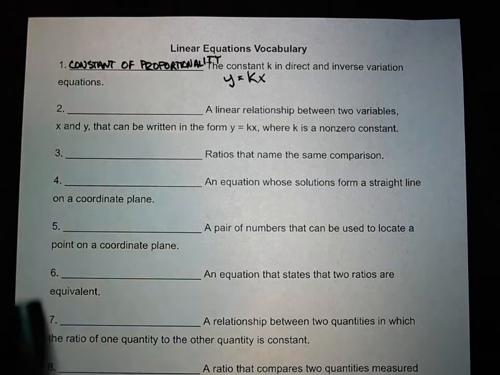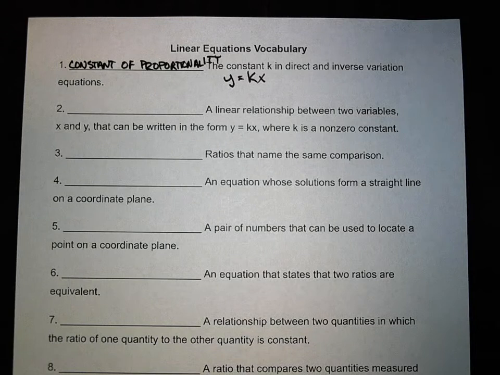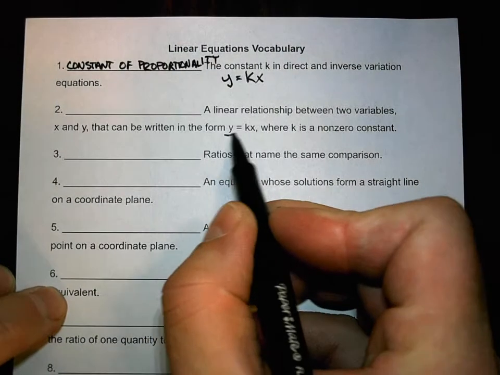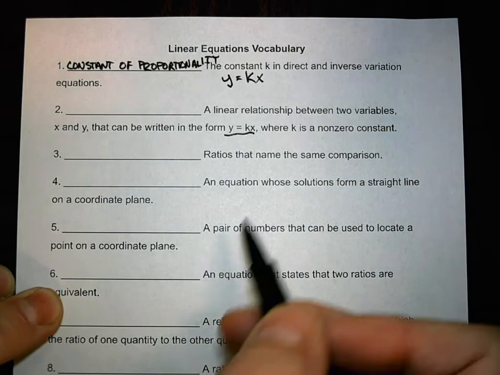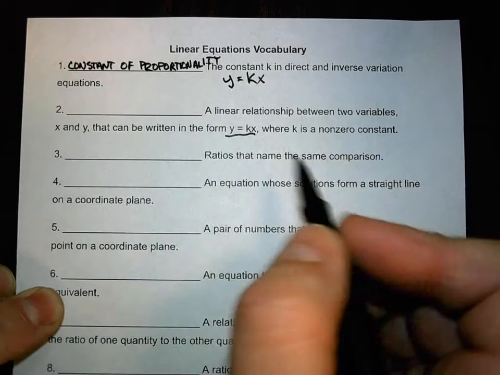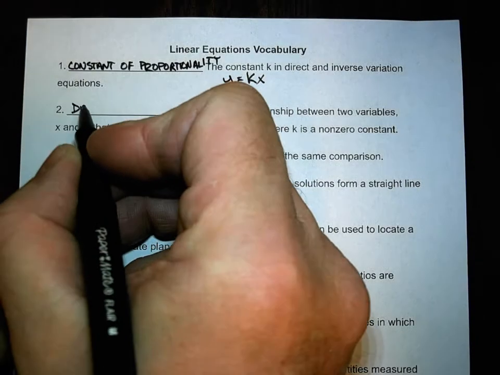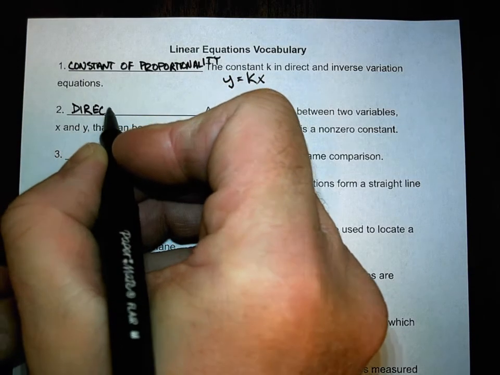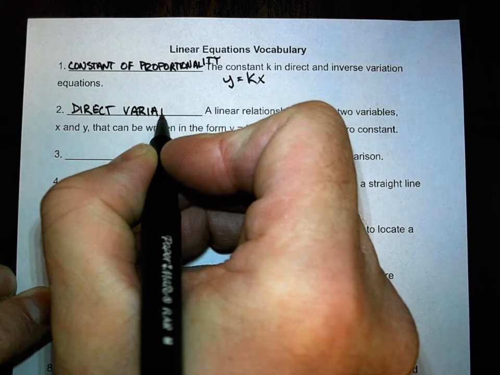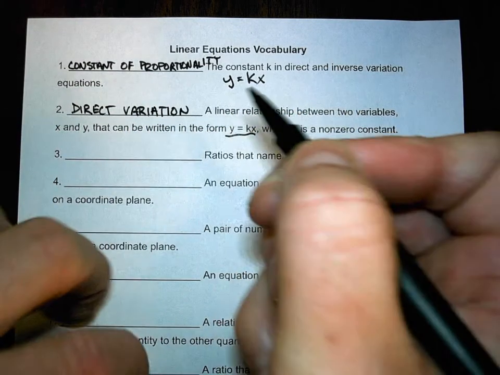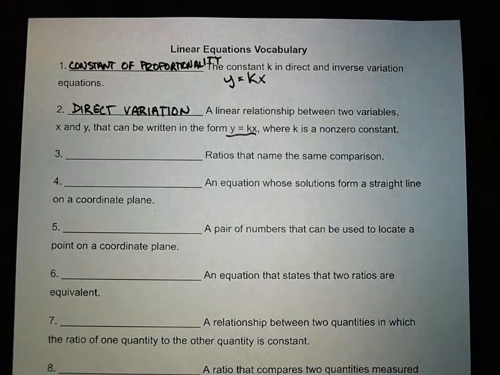Okay, a linear relationship between two variables, x and y, that can be written in the form y equals kx. We just did that above, right? Where k is a non-zero constant. And it set it up here, it talked about inverse. This is called direct variation. And it's direct because it starts from 0. X and y always rise at the same rate throughout direct variation.